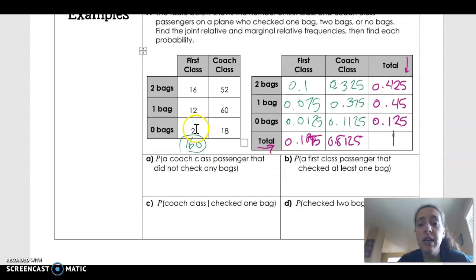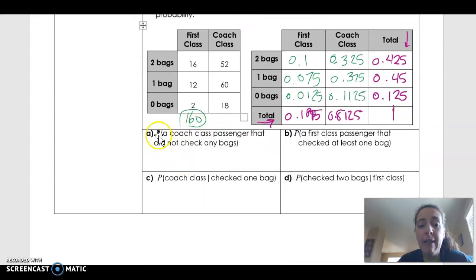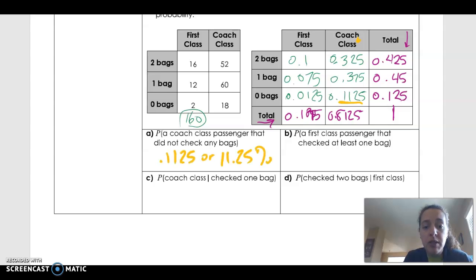Now let's use this to help us find some of these probabilities. I'm looking for the probability that I have a coach class passenger that did not check any bags. That would be right here. Here I'm not looking at a conditional probability, remember, because I don't have that line. So I can just say that my probability was 0.1125 or 11.25%. We're going to be going back and forth now between decimals and percents, so make sure that's something you're comfortable doing.